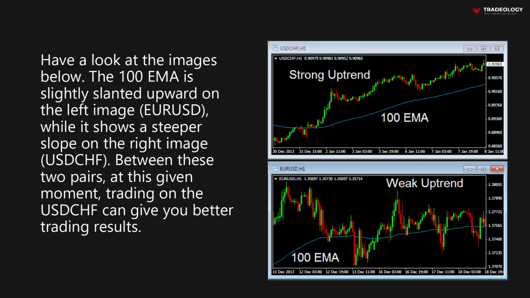The 100 EMA is slightly slanted upward on the left image, Euro USD, while it shows a steeper slope on the right image, USD CHF. Between these two pairs, at this given moment, trading on the USD CHF can give you better trading results.